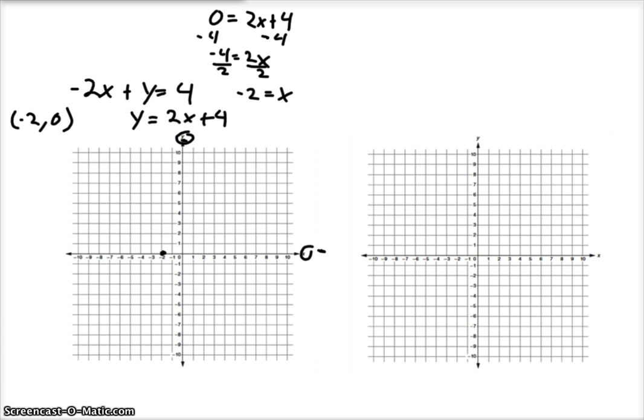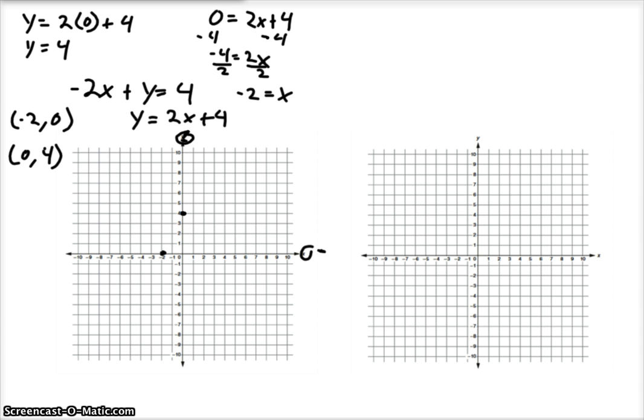Okay, so now we just do the opposite to find where our line crosses the y-axis. We're going to have x equals 0. So I'm going to start the problem over here. Now we have y equals 2 times 0 plus 4, so y equals 4. So when x is at 0, we have the point 0, comma 4. I'm going to graph that point.